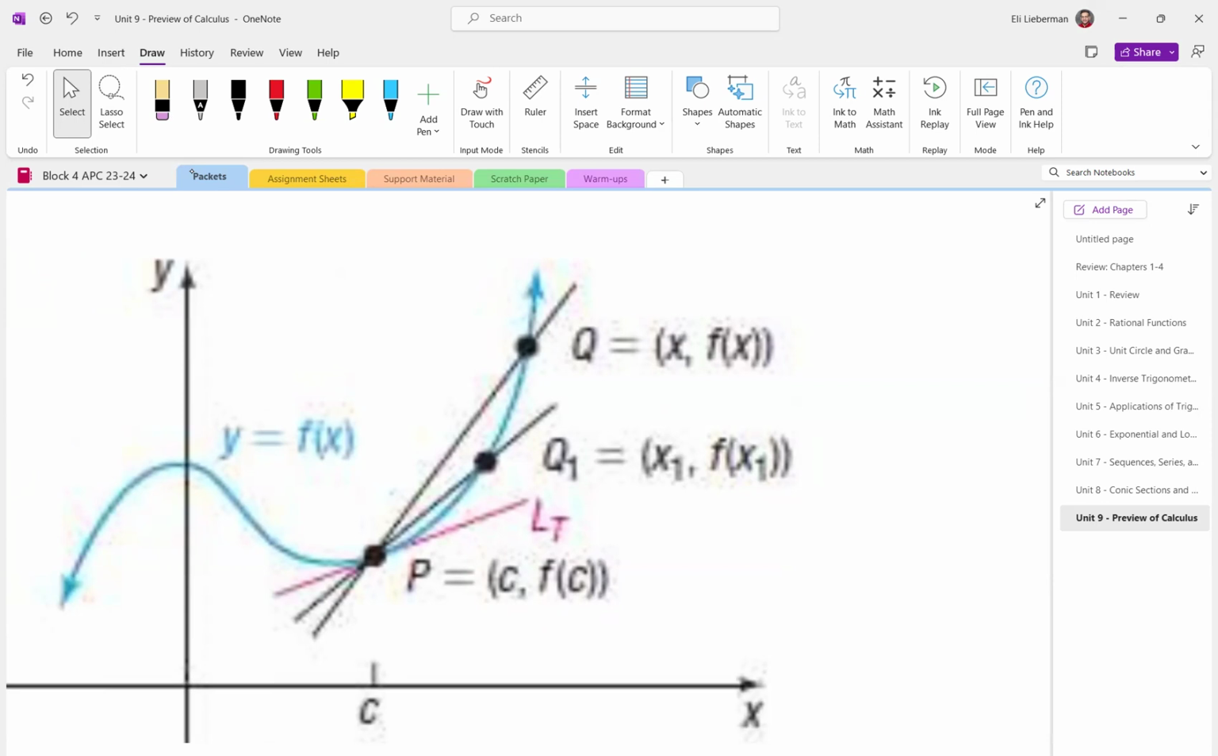So do we agree that it's easy to find the slope of a secant line through P and Q? But let's take that Q and move it along the curve such that it approaches point P. Now, this should be an animation in your head. Do you see what's going to happen to the slope of that line as that point Q approaches point P?